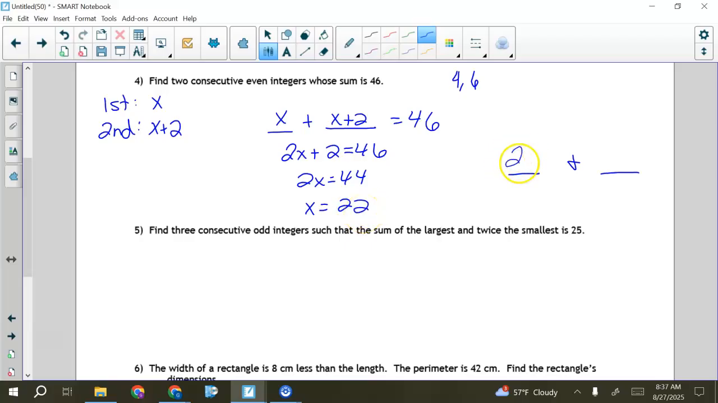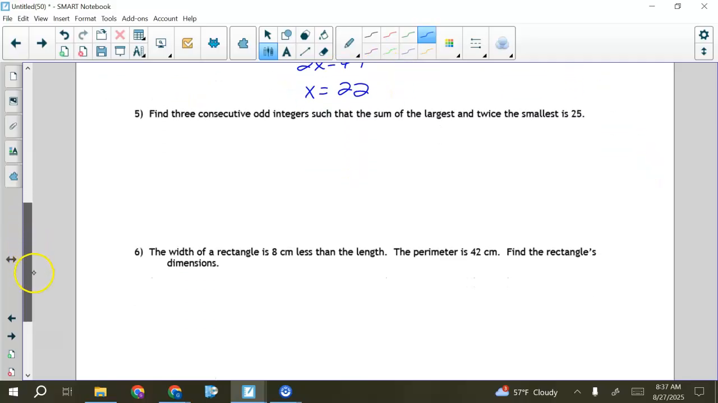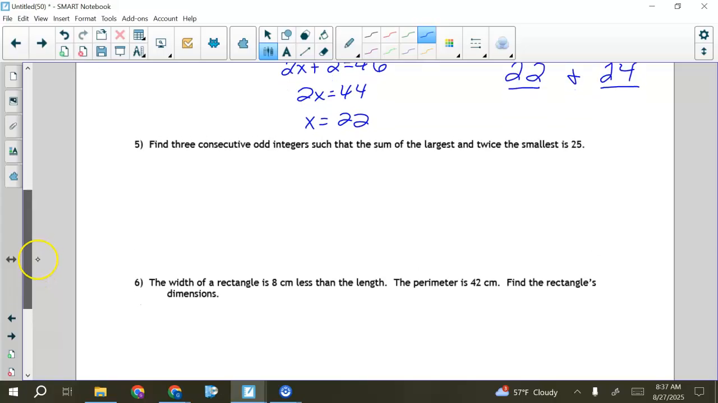All right, we get x to be 22. So the next number, 22 plus 2, 24. Do they actually add up to be 46? Yep, they do. All right, next one.